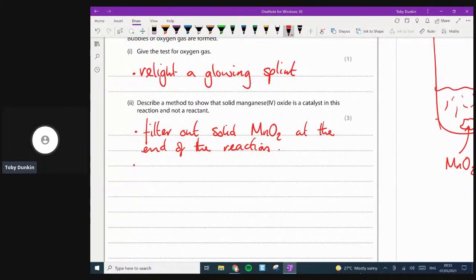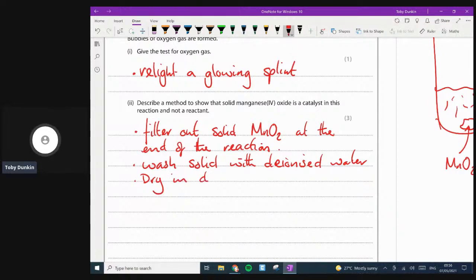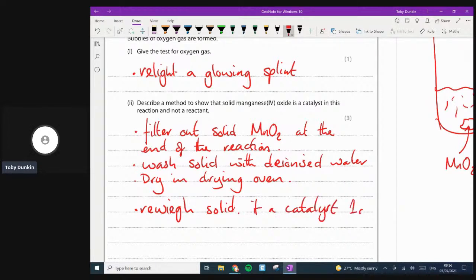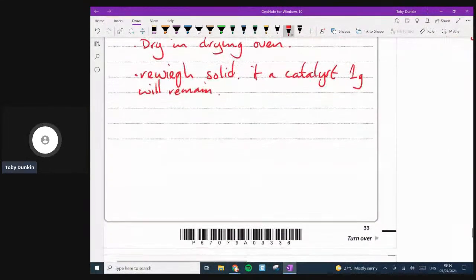Filter out solid at the end of the reaction. Wash solid with deionized water. You can use distilled if you want to. Then dry in a drying oven, and then reweigh the solid. If it's a catalyst, 1 gram will remain, because you put in 1 gram, you get out 1 gram. Catalysts are not used up.